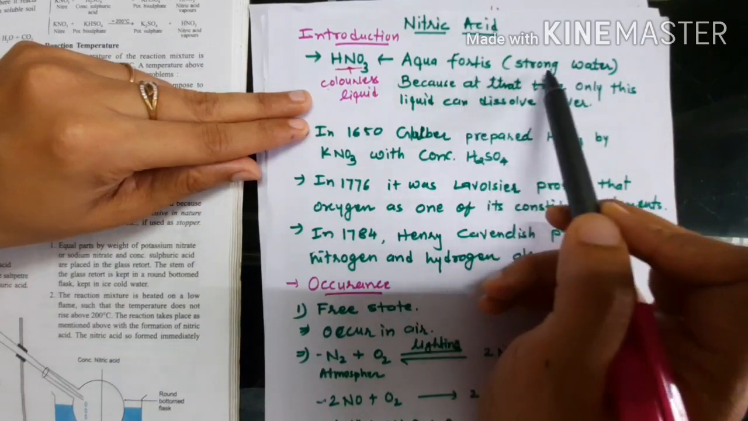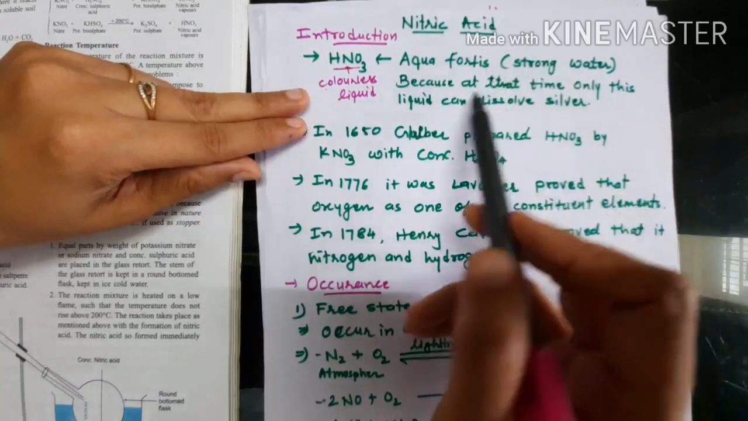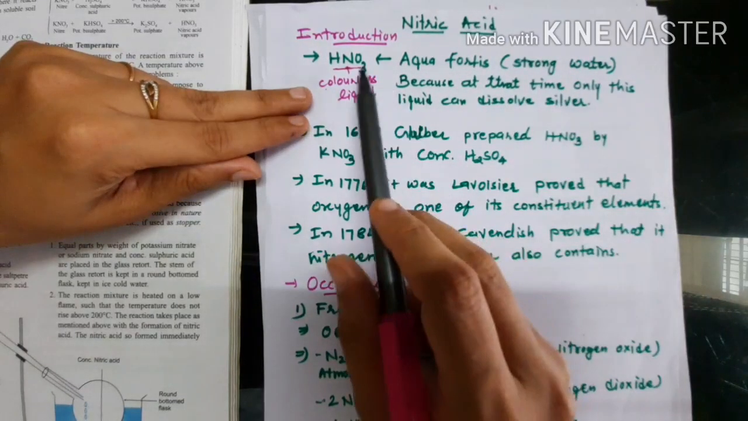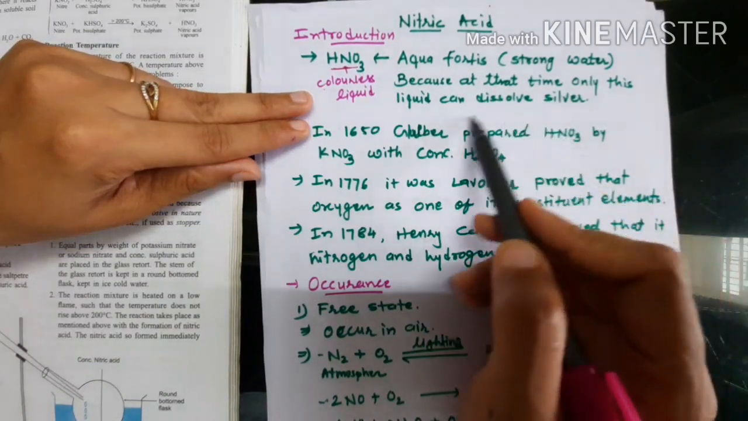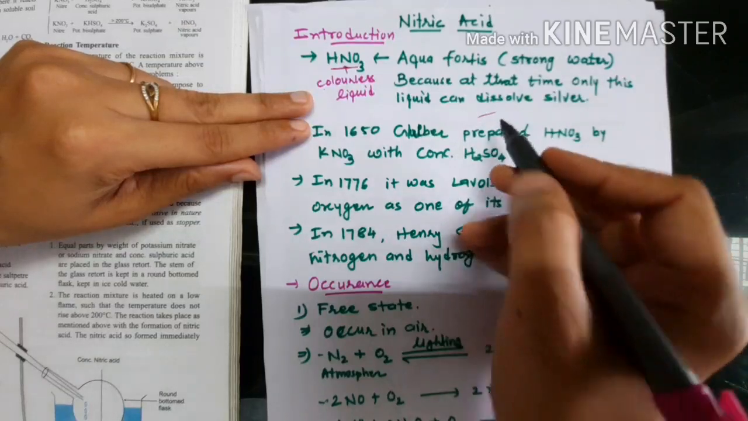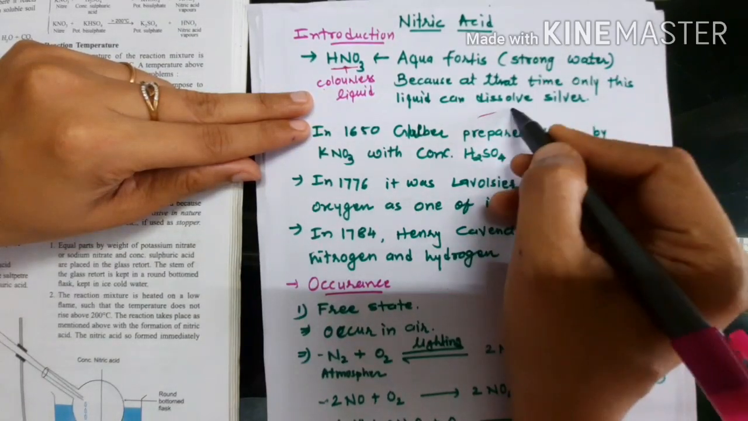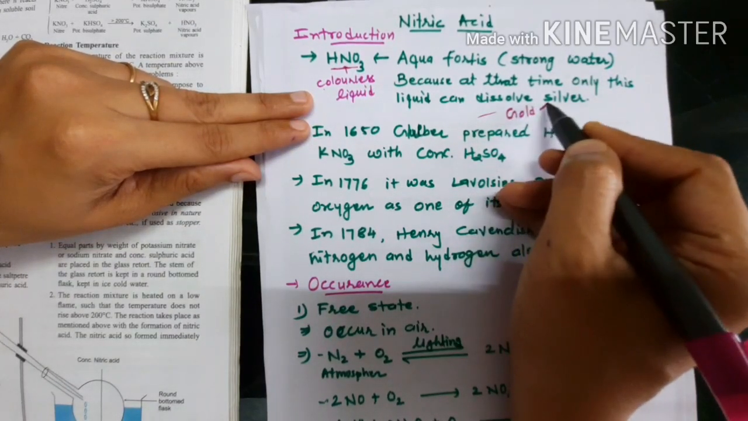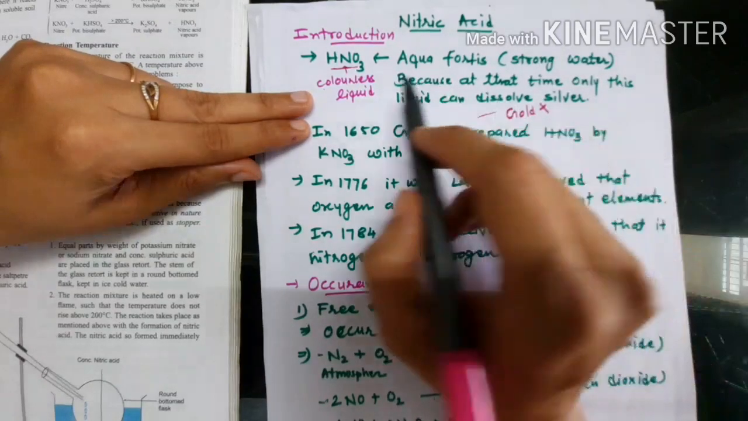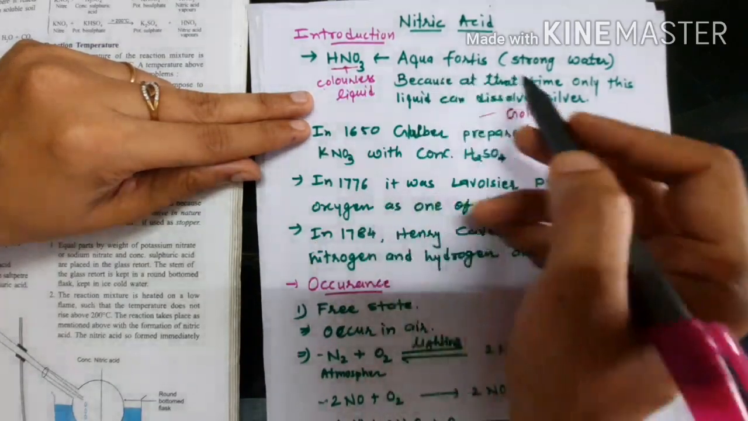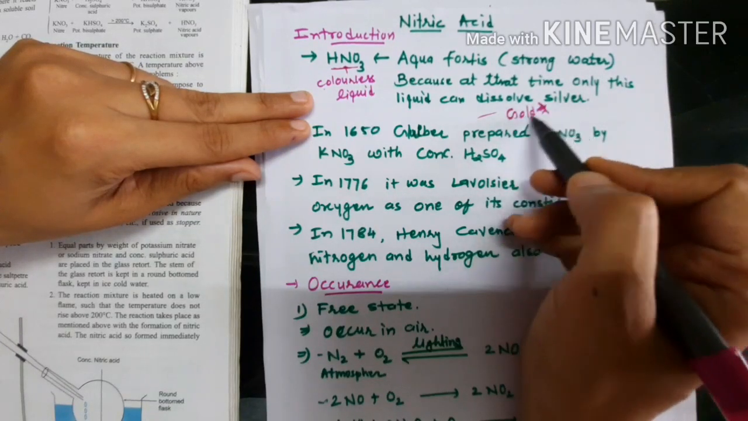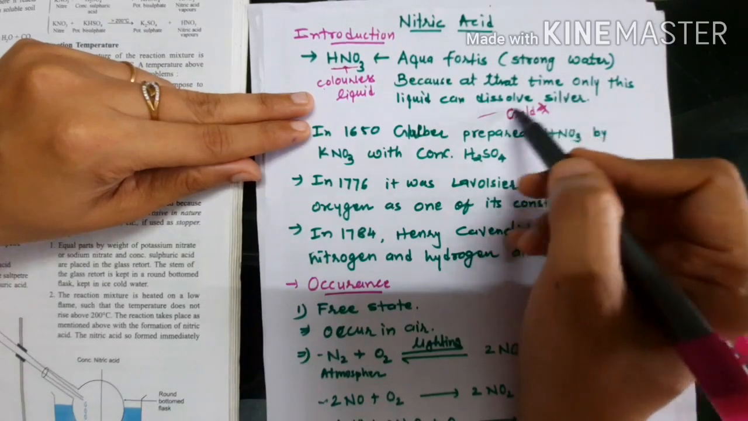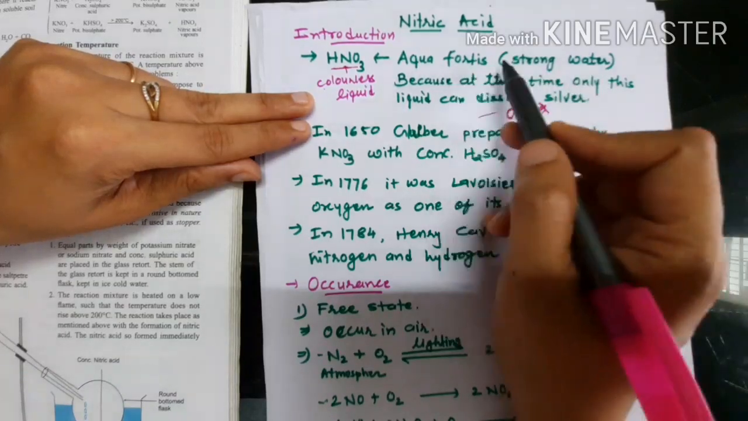Why is it known as strong water? Because at that time only this liquid, nitric acid, was able to dissolve silver, to separate out gold and silver. To separate gold and silver, this method is used. So nitric acid is able to dissolve silver, and through that gold and silver can be separated. That's why it is known as strong water or aqua fortis.